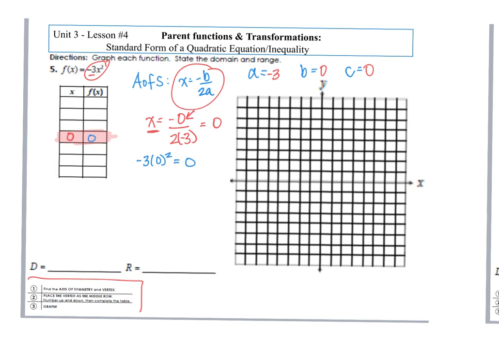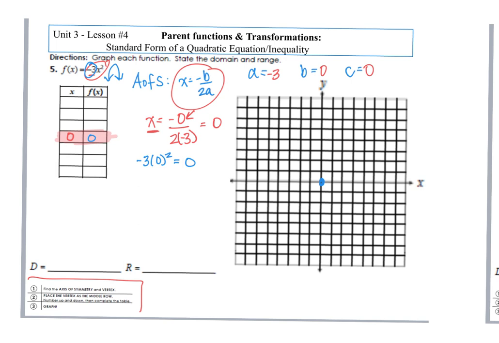Okay, so our vertex is at 0, 0. Your vertex is not always at 0, 0, it just happens to be this time. Now, let's real quick back up. Is this going to be a minimum or a maximum? Because this is a -3 in front of x squared, negative people frown, so my arrows are going down. I know that now that vertex I found is the highest point. Everything else should be going down.